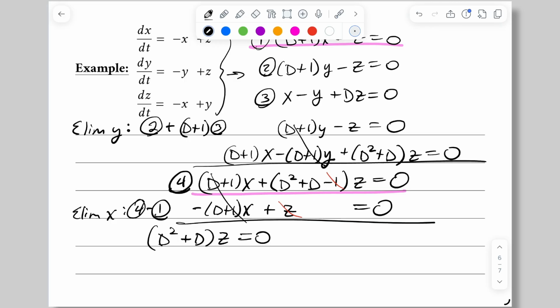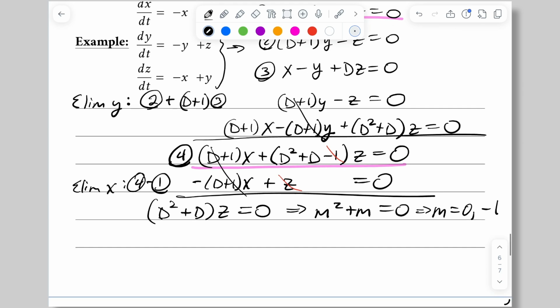I mean, that really is an auxiliary equation, but we'll write it down. m squared plus m is equal to 0, giving us that m is equal to 0 or negative 1. And so z of t is equal to c1 plus c2 e to the negative t.